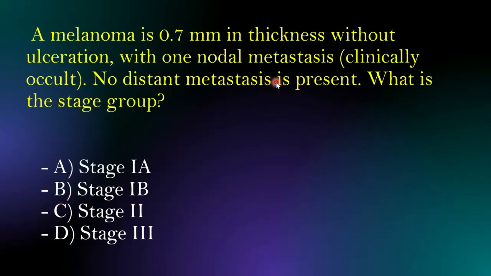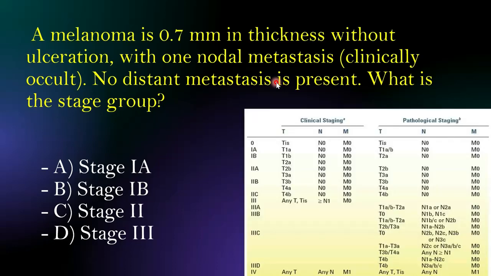A melanoma is 0.7 mm in thickness without ulceration with 1 nodal metastasis, clinically occult. No distant metastasis present. What is the stage? So whether the nodal metastasis is clinically occult or clinically palpable doesn't make a difference. If there is nodal metastasis, it is stage 3.